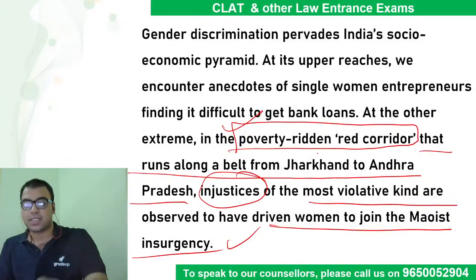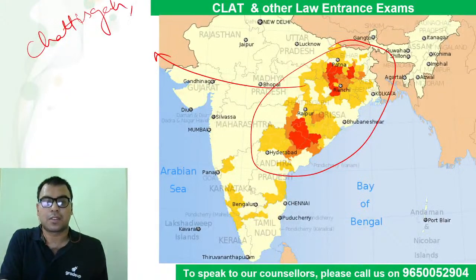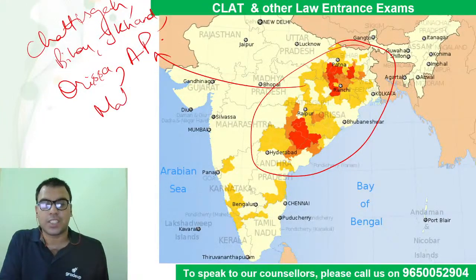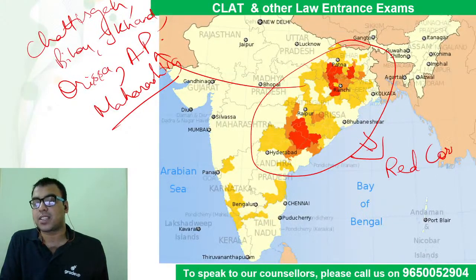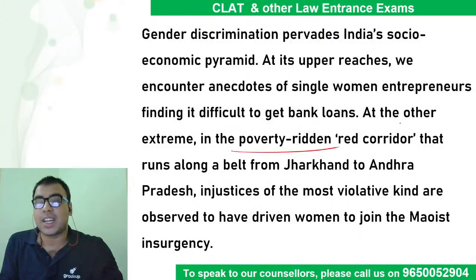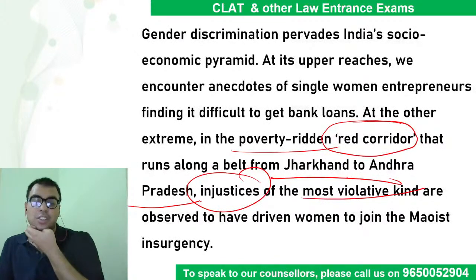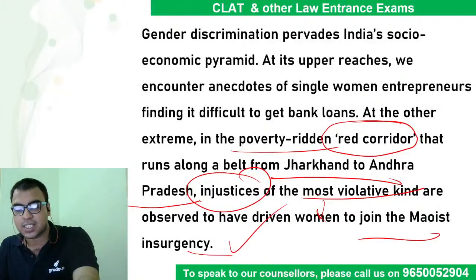So what exactly it means is, if you see this region in India, let's say Chhattisgarh, Bihar, Jharkhand, Orissa, Andhra Pradesh also, and in fact some part of Maharashtra, the eastern part, they are affected by something called the red corridor. Whenever we talk about the term red, it means Naxalism or Maoism. So the poverty-ridden red corridor means the area affected by Naxalism, from Jharkhand to Andhra Pradesh. Extreme injustice is there, and this article is saying that this is driving women to Maoist insurgency. Whether it is right or wrong, I don't know, but this article is saying so.